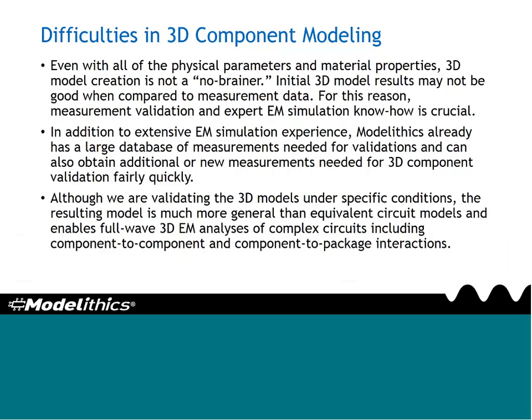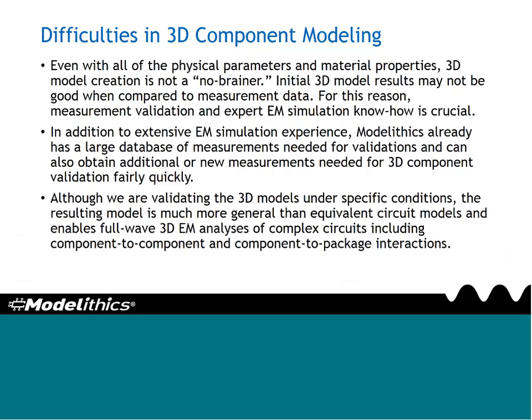So another difficulty in 3D modeling is that even if you have all the required information, your initial 3D model results might not be that good when compared to measurement data. This could be caused by a number of reasons, ranging anywhere from manufacturing tolerances to the actual physical dimensions and geometry of the component, or material property uncertainties or incorrect property definitions. And it can even be simulation related, so issues such as port configuration, meshing, etc. So because of this, measurement validation is really crucial along with EM simulation expertise. Modelithics has extensive experience in EM simulation and already has a large database of the measurements needed to perform these sorts of 3D model validations. We also have the ability to obtain additional or new measurements as needed.